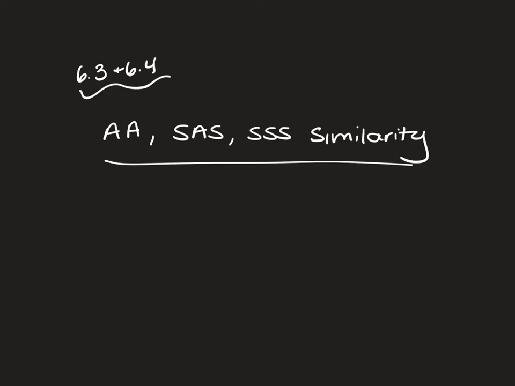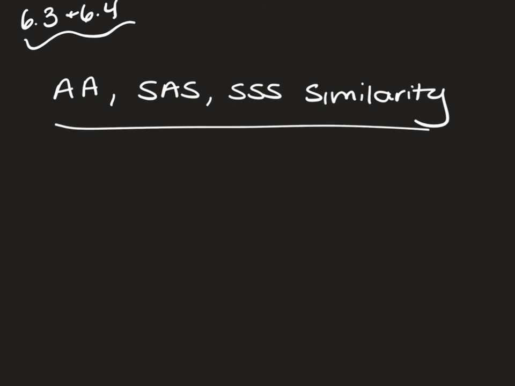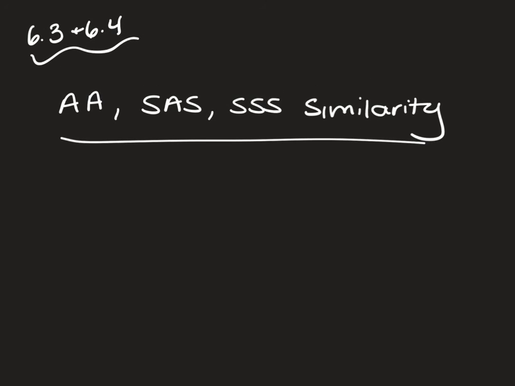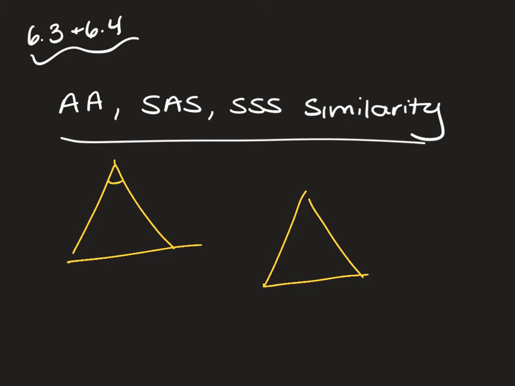Okay, so in 6.3 you did angle, right? So angle similarity is if you have two angles in two triangles that are congruent, okay? So if I know this is congruent to this and this is congruent to this, then these two triangles are similar.